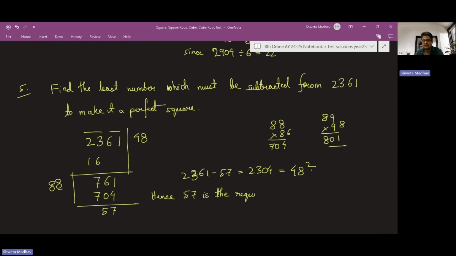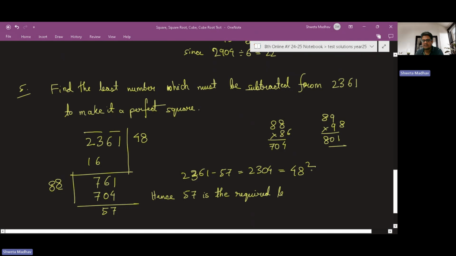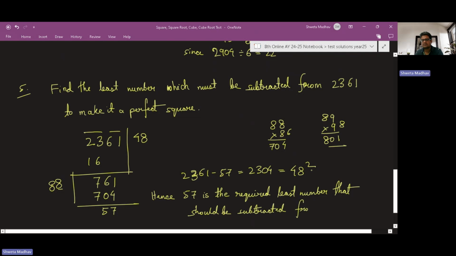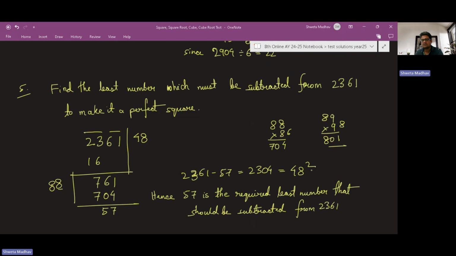So hence we can say 57 is the required least number that should be subtracted from 2361 to make it a perfect square.